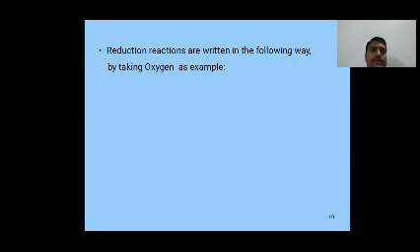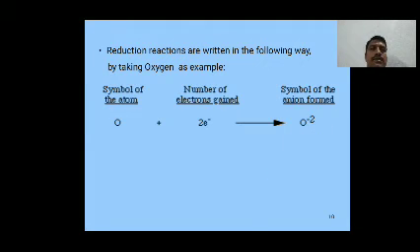Reduction reactions are written in the following way, taking oxygen as an example. Symbol of oxygen atom O, number of electrons gained 2 electrons. Symbol of the anion formed after gaining 2 electrons: O minus 2.